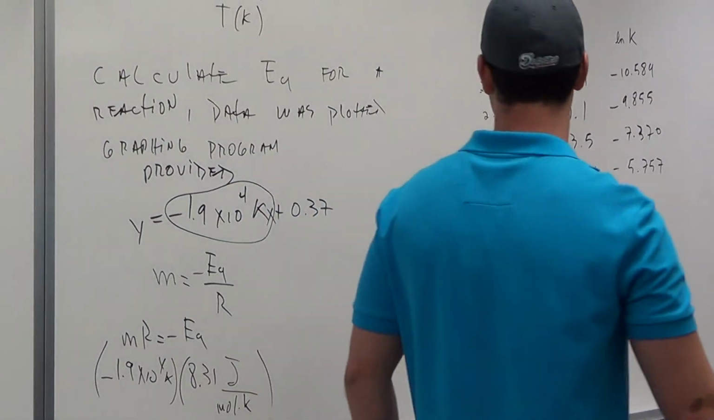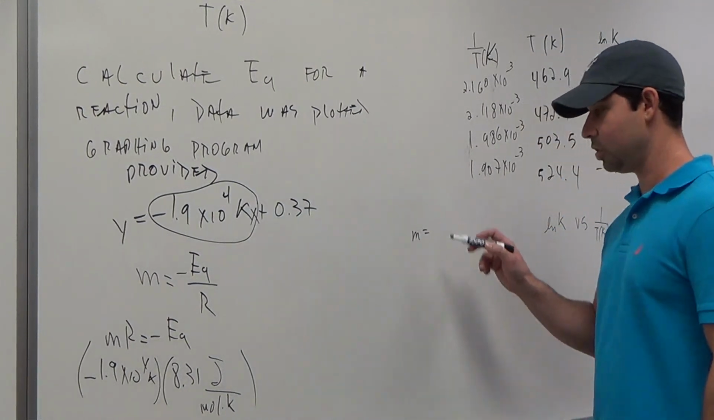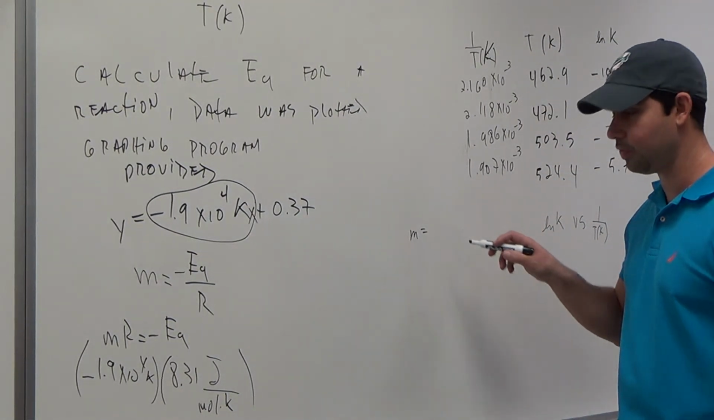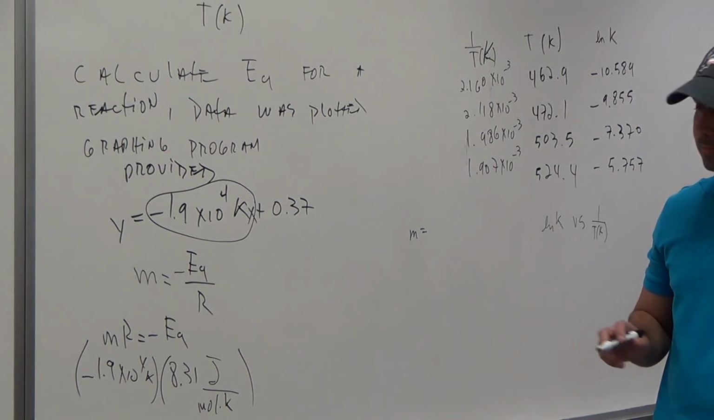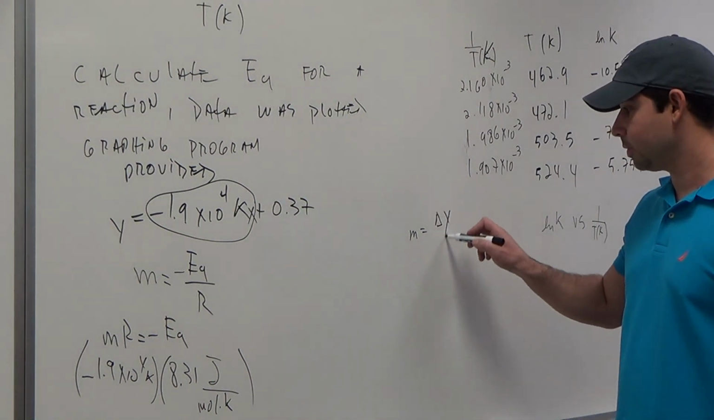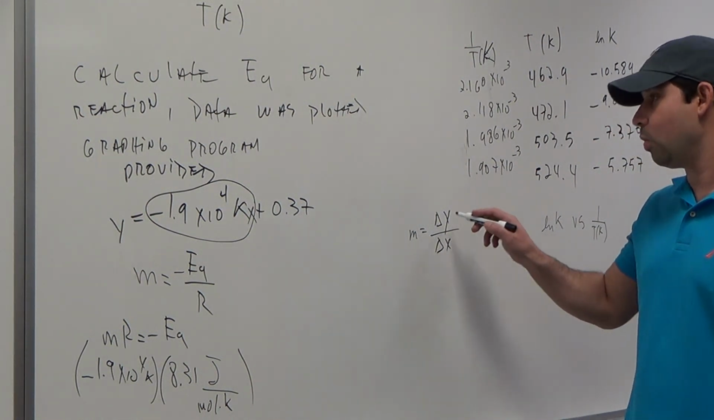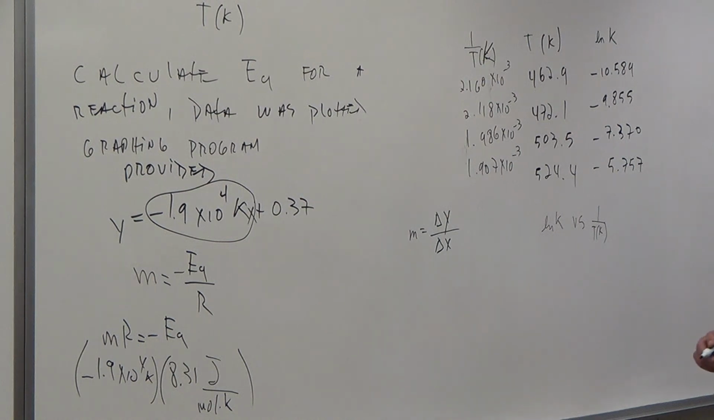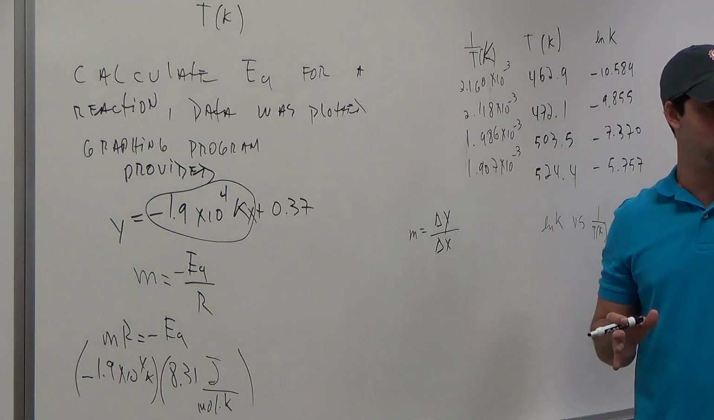That's horrible. Okay. What's the slope, guys? Slope is equal to what? Tell me what I write to find the slope. Change in y divided by change in x. Very good. What's the change in y for the ln of k versus 1 over T? No units, yes? The ln of k has no units.